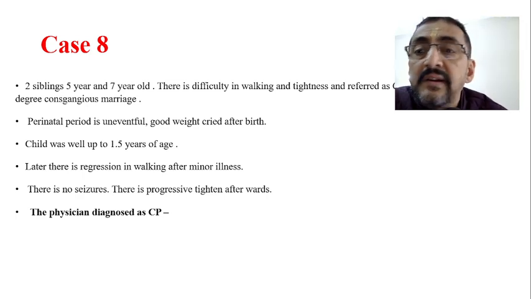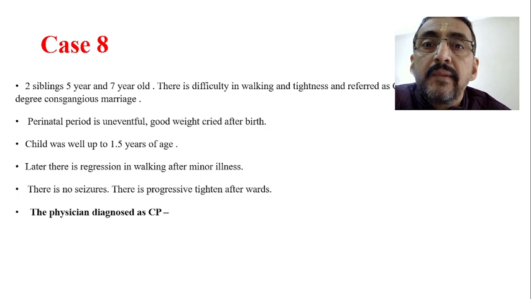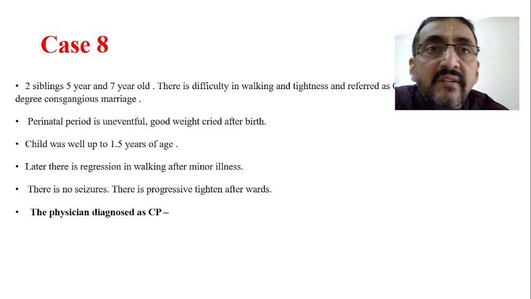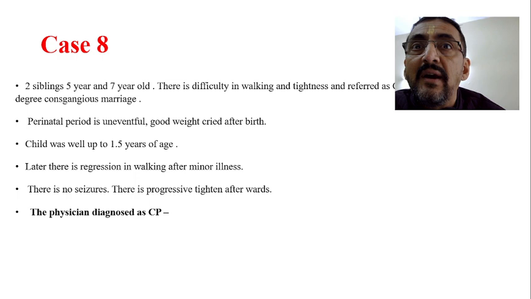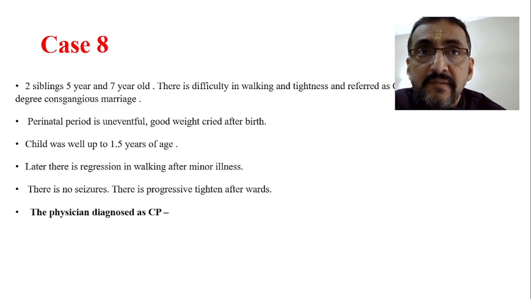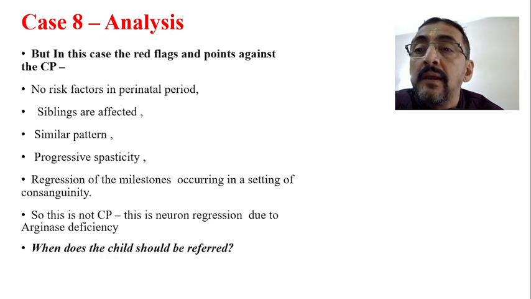Basically, the first physician diagnosed this case as CP. The primary physician diagnosed this as a case of CP because there is walking delay, and he has not given much importance to this regression. Once milestones are achieved and then decrease, it means regression of the milestones. Regression of the milestones is usually seen in degenerative conditions. Let us see the next part.